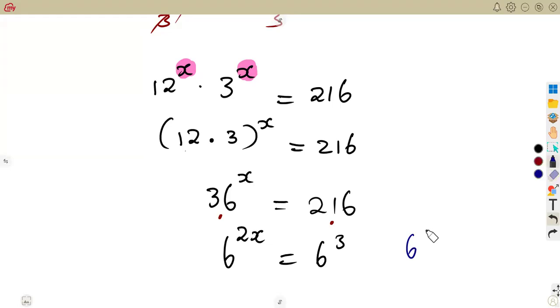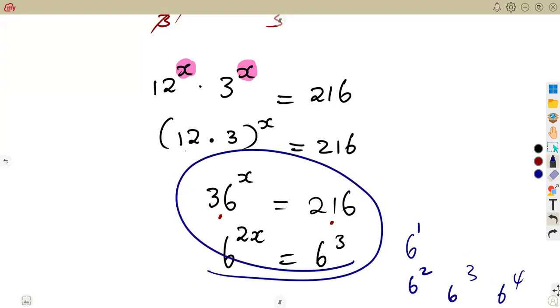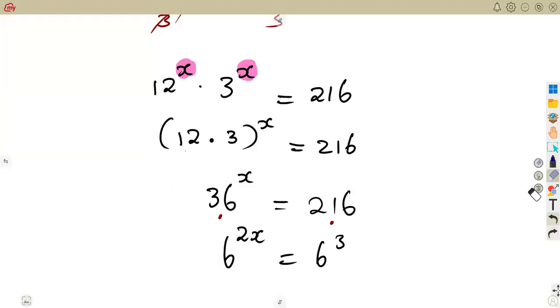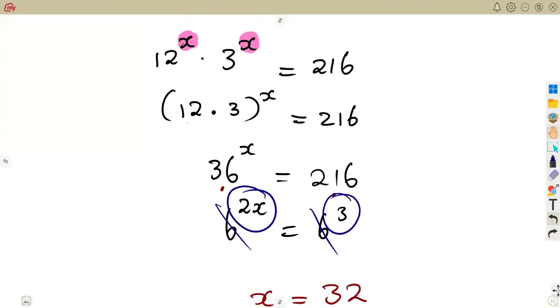At least you can just try on your calculator what is 6 to the exponent of 1, 6 to the exponent of 2, and see what is equivalent to the numbers that you're given. 6 squared is 36. 6 to the exponent of 3 is 216. The bases are the same. Therefore, the exponents must be equal. So by default, we can say that 2x must be equal to 3.